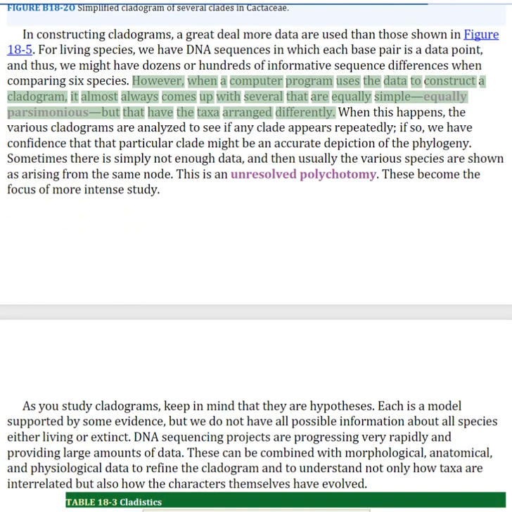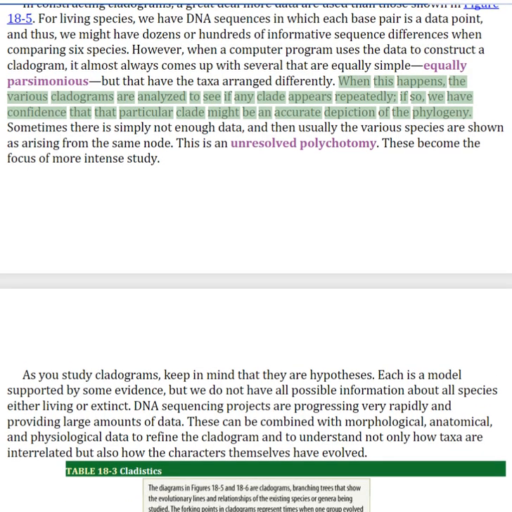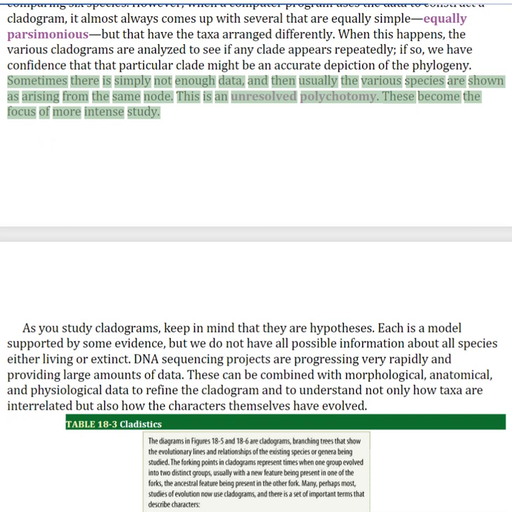However, when a computer program uses the data to construct a cladogram, it almost always comes up with several that are equally simple, equally parsimonious, but that have the taxa arranged differently. When this happens, the various cladograms are analyzed to see if any clade appears repeatedly. If so, we have confidence that that particular clade might be an accurate depiction of the phylogeny. Sometimes there is simply not enough data, and then usually the various species are shown as arising from the same node. This is an unresolved polychotomy. These become the focus of more intense study.